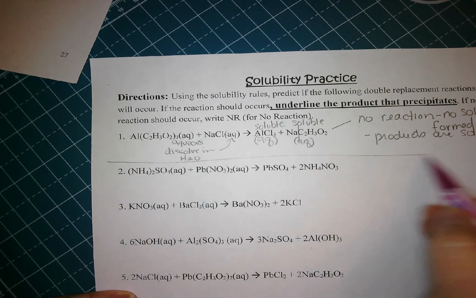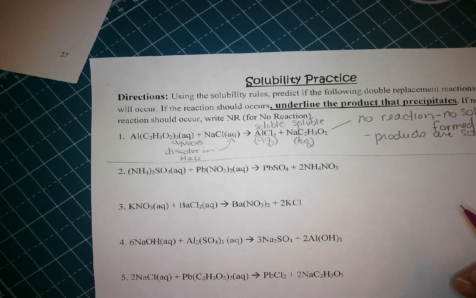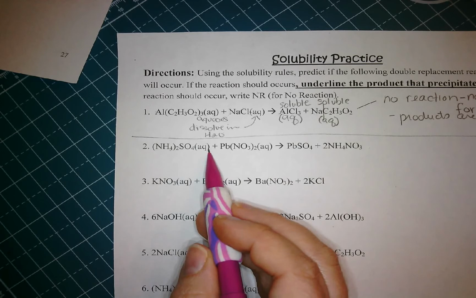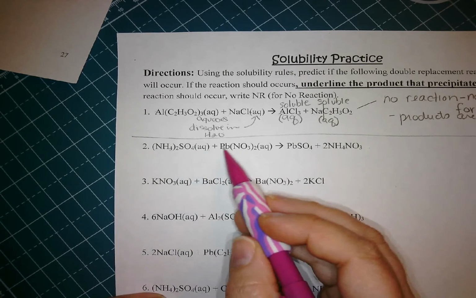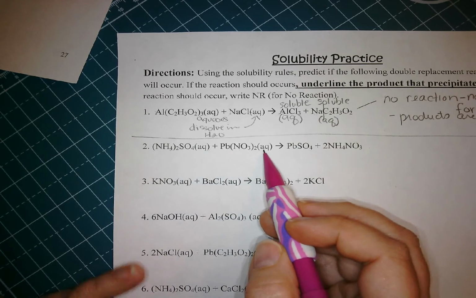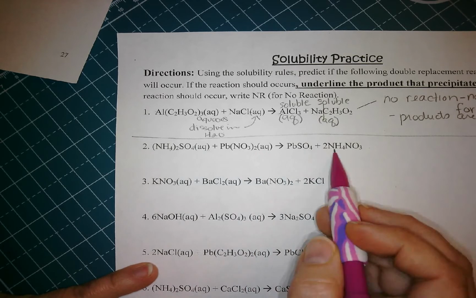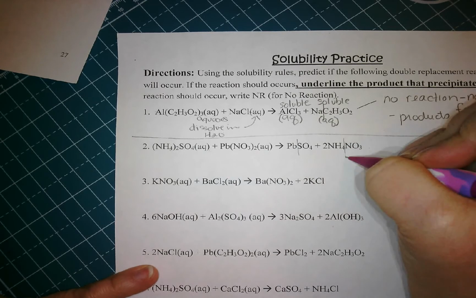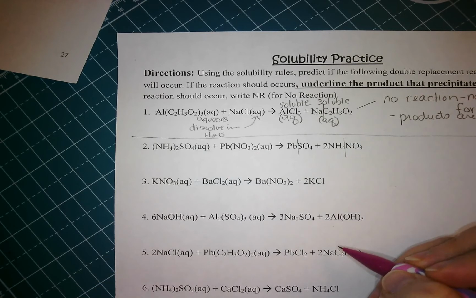Okay, let's look at number 2. I've got ammonium sulfate, which is aqueous, in a solution. I've got lead nitrate, which is aqueous in a solution. So I need to see when lead and sulfate make a connection and when ammonium and nitrate make a connection, do they form a solid compound? If at least one of them does, then I have a reaction.